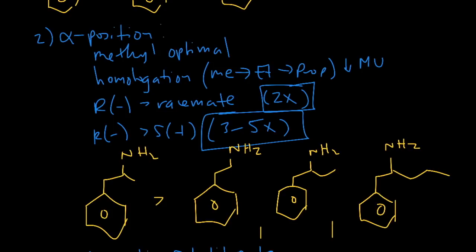Your R-minus isomer is twice as potent as your racemate, and your R-minus isomer is 3 times, or 2 to 5 times, more potent than your S-plus isomer. So as you can see here, your alpha position is more potent than no alpha position substitution, and your methyl group is more potent than your ethyl group and your propyl group and longer.